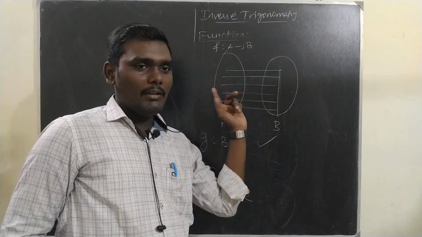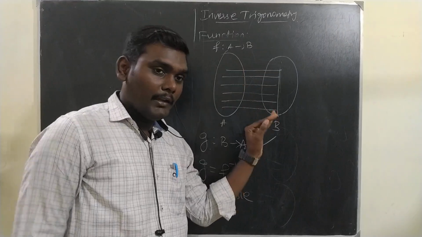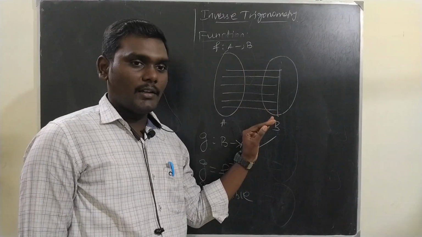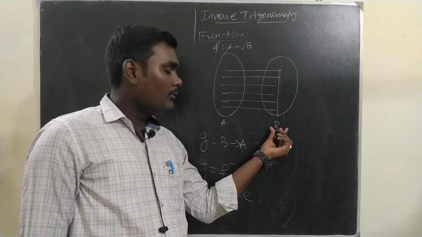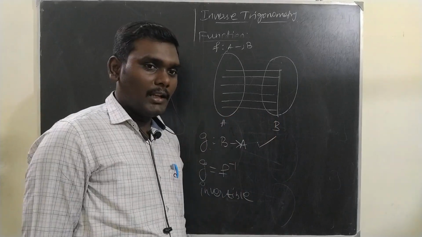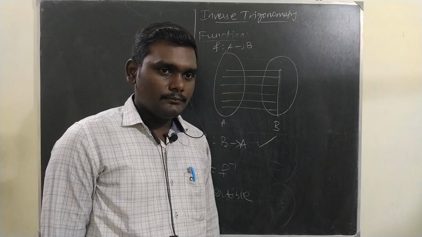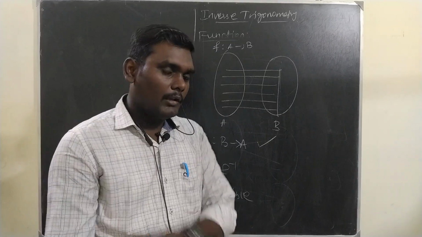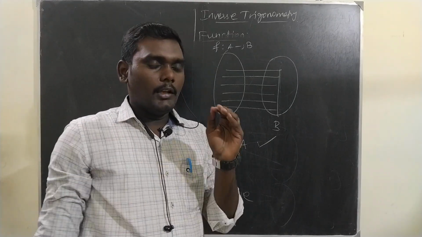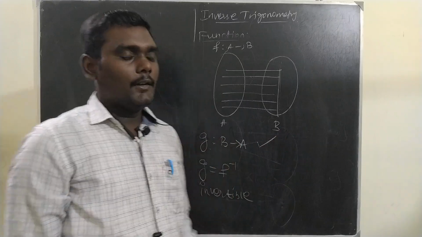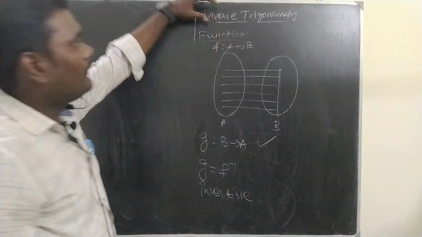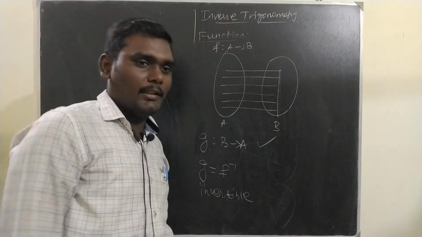So if both exist, we call that bijective. Using a bijective function, we can define a function from the codomain to the domain. That is the inverse of the previous function from A to B. Got it? Now come back to trigonometry. For the word inverse alone, this much I explained.